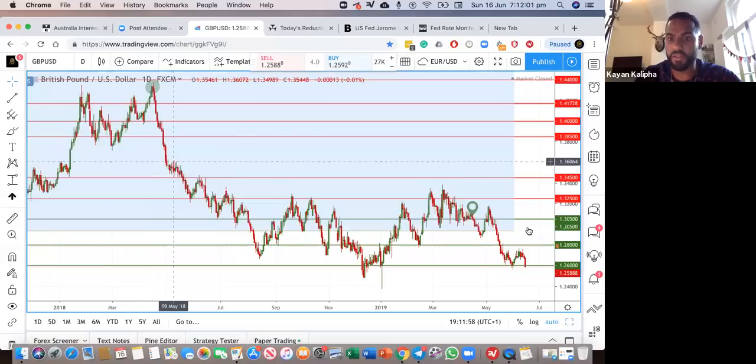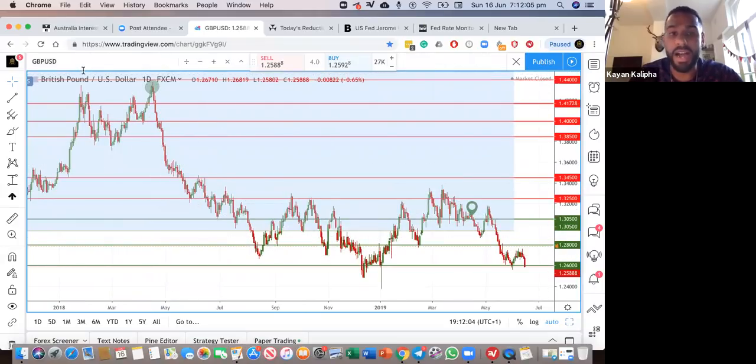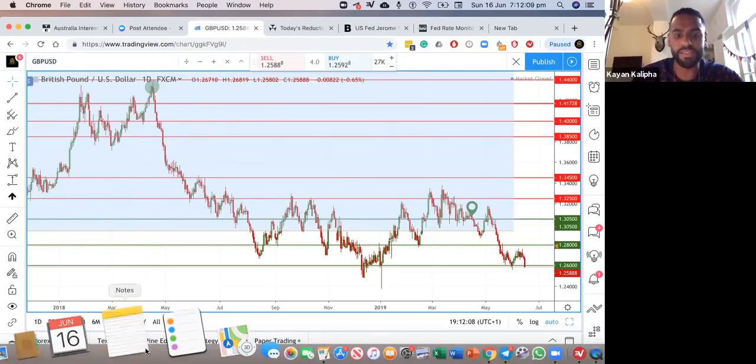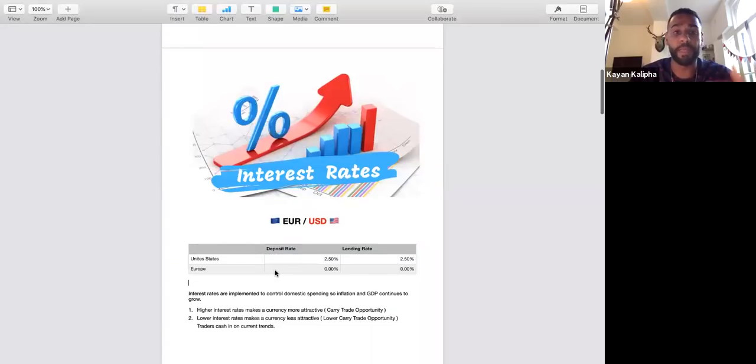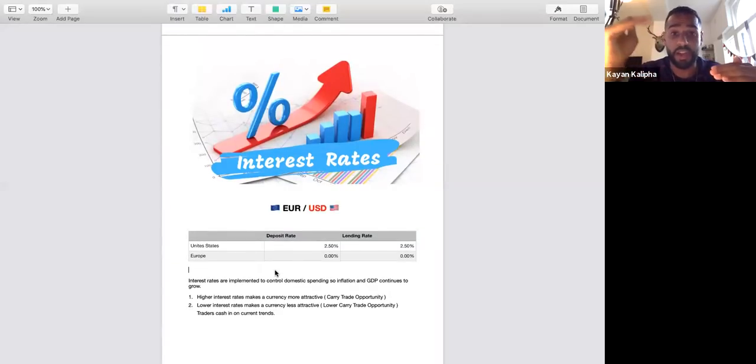The dollar got very strong in 2018 because of higher interest rates in the United States. So more importantly, why is this important to our understanding for the markets at the moment? Because as I said, higher interest rates make a currency more attractive than another currency, and lower interest rates, of course, mean a currency becomes less attractive.